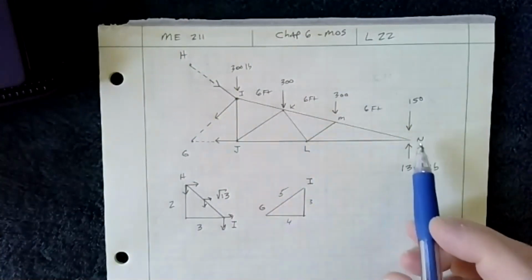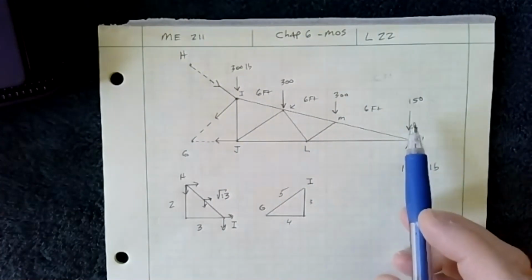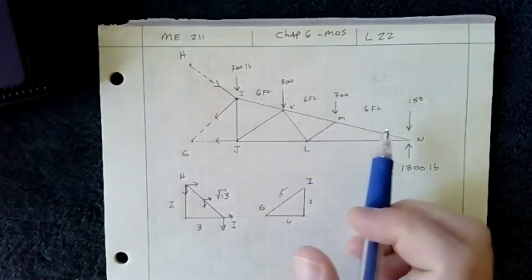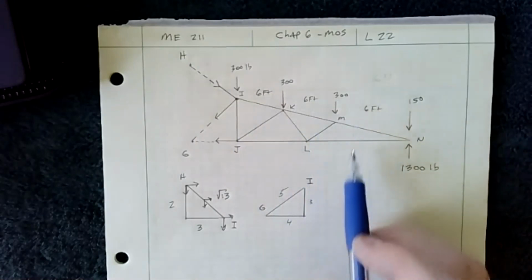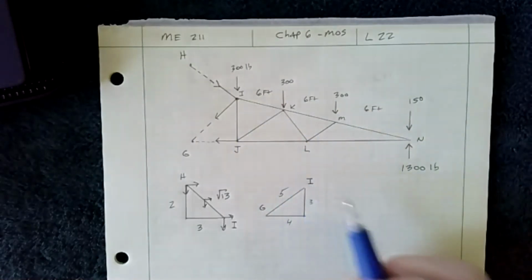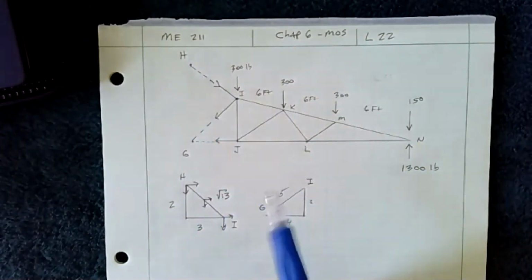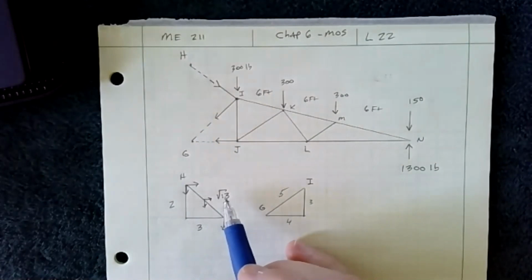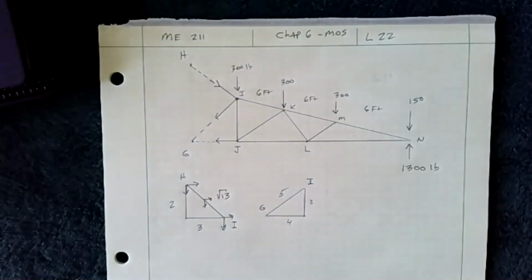So I determined that the reaction at N based on the loading was 1,300 pounds, and then the 150, 300, 300, 300 was all from the original diagram. And these distances are 6 feet, and I don't have the other distances for the moment. The other thing is the slope of HI. If you look at the geometry, it's a 2, 3, root 13 triangle. Not super clean, but that's what it is, whereas GI is a 3, 4, 5 triangle.